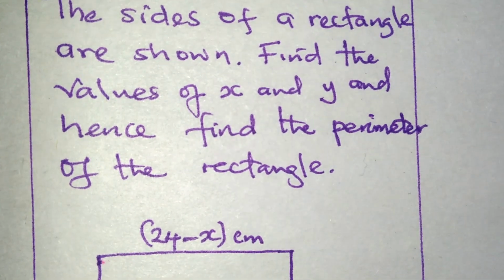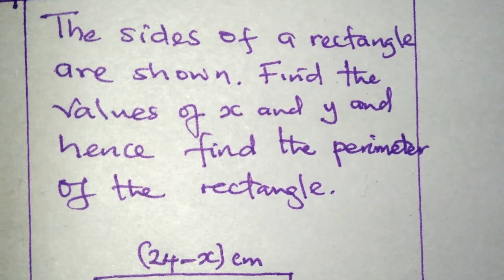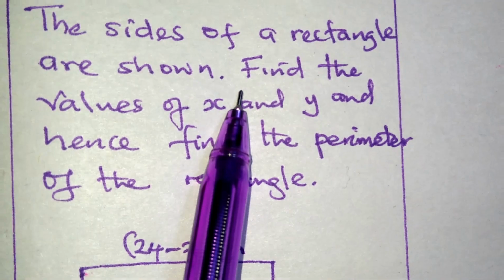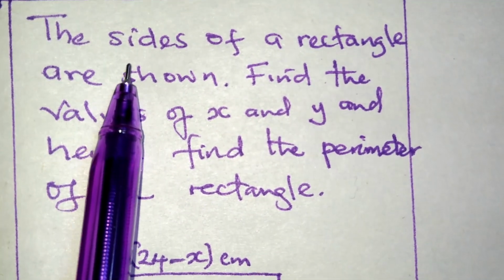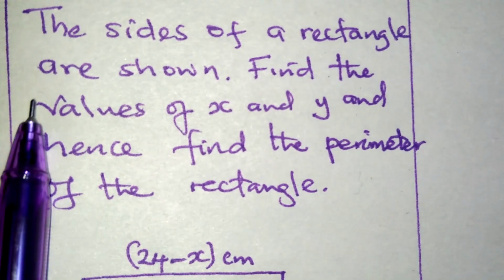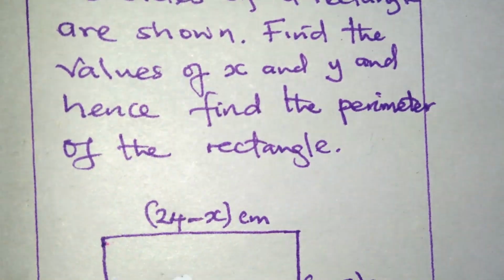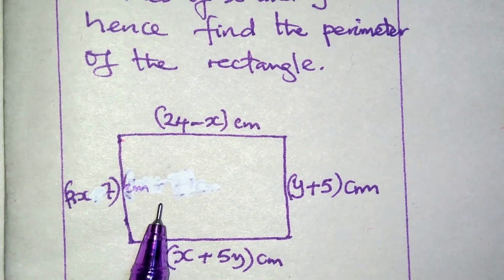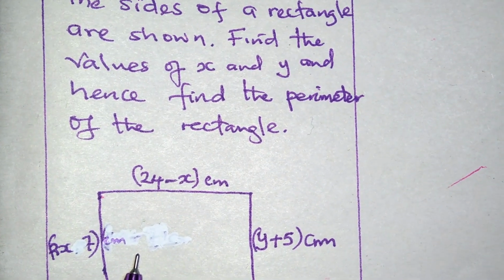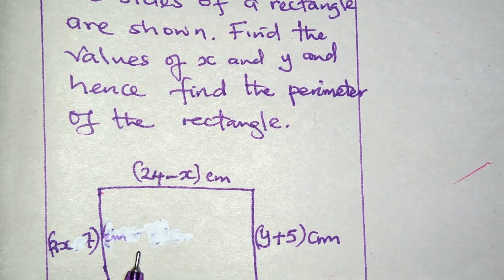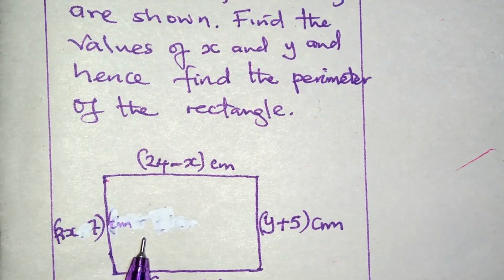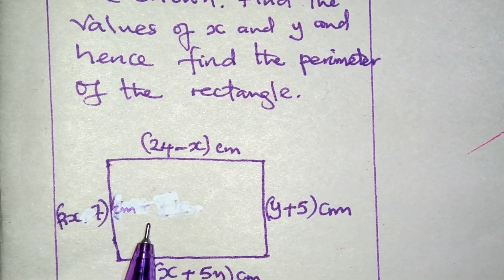Hello. In this video, we are going to attempt to solve this question. Now, this question reads, the sides of a rectangle are shown below here. Find the values of x and y, and hence find the perimeter of the rectangle.